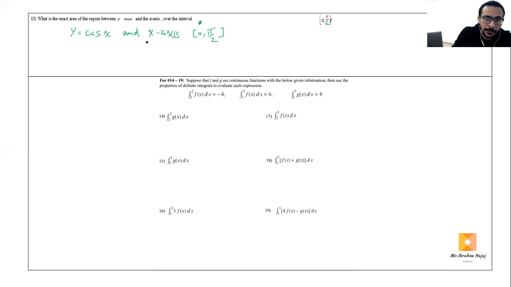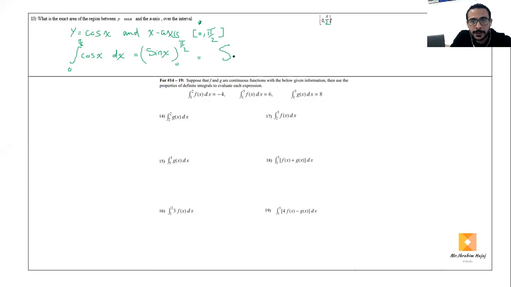So we will find it directly. We can find the integral of the result: the integral from 0 to pi over 2 of cosine x dx. What's the antiderivative of cosine? It's sine. Then substitute from 0 to pi over 2, so it's sine pi over 2 minus sine 0.